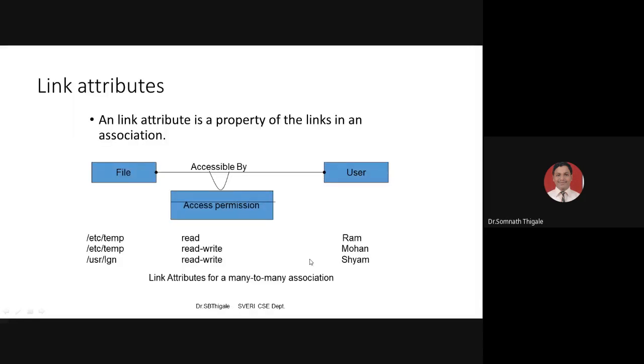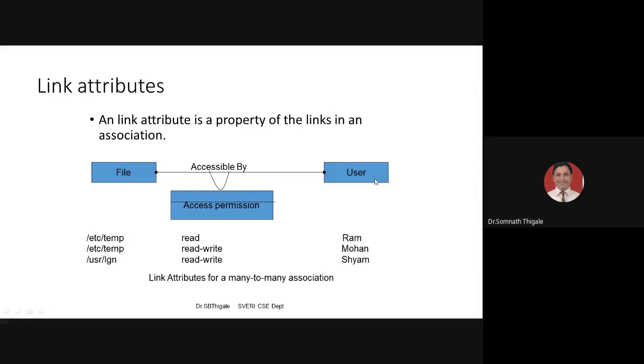Now we are discussing the next part called link attributes. What does it indicate? A link attribute is a property of the link in an association. This line indicates the relationship, but we will simply call it a link, and it will be accessed by access permissions. So we call it link attributes, which decide the properties through which you can access the data.